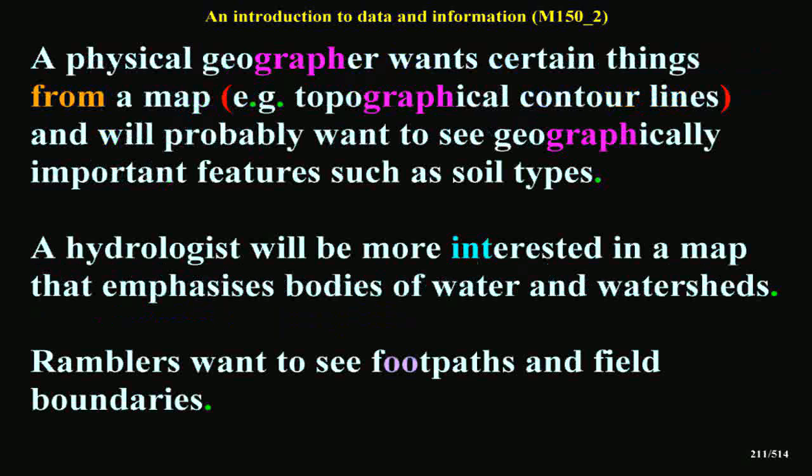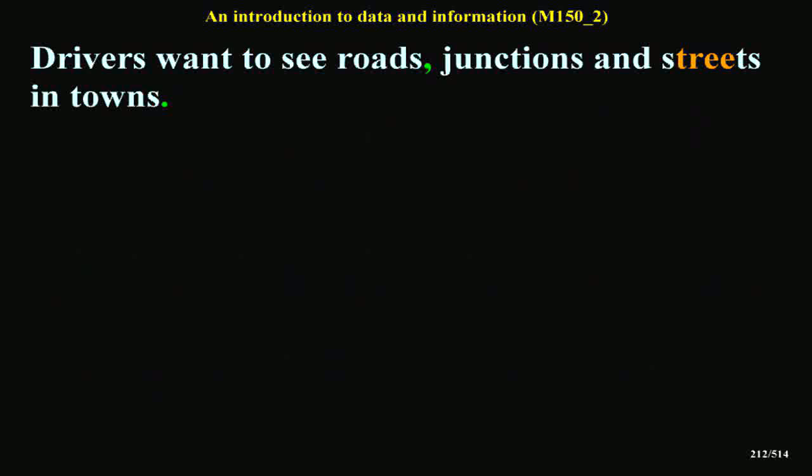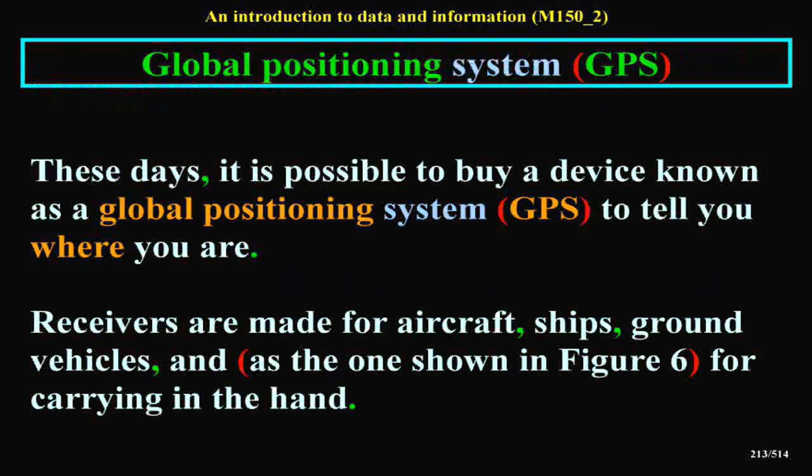A physical geographer wants certain things from a map, e.g., topographical contour lines, and will probably want to see geographically important features such as soil types. A hydrologist will be more interested in a map that emphasizes bodies of water and watersheds. Ramblers want to see footpaths and field boundaries. Drivers want to see roads, junctions, and streets in towns.